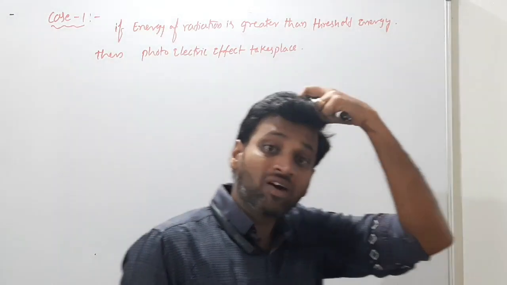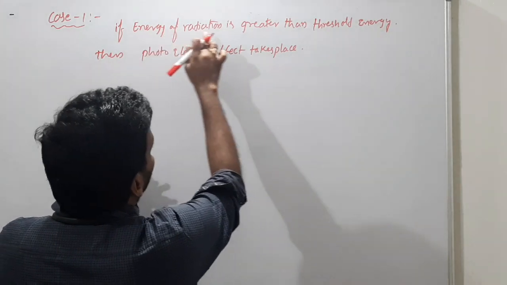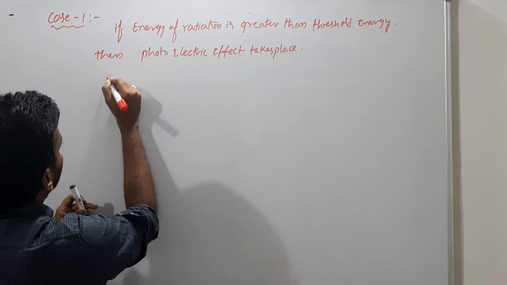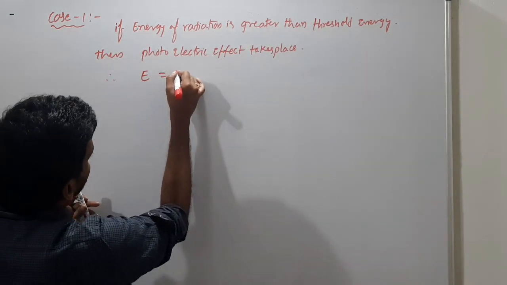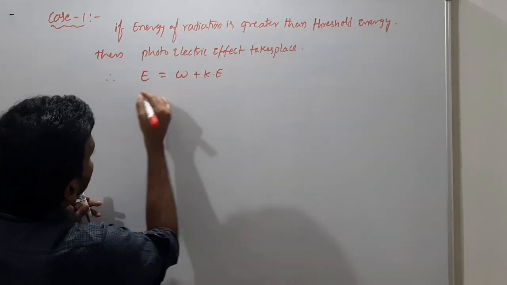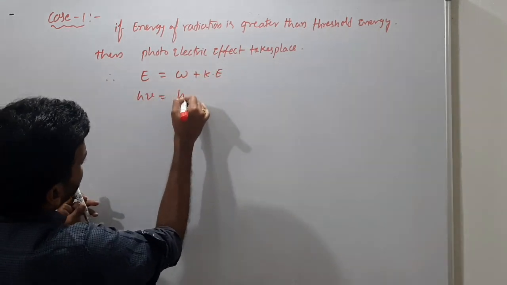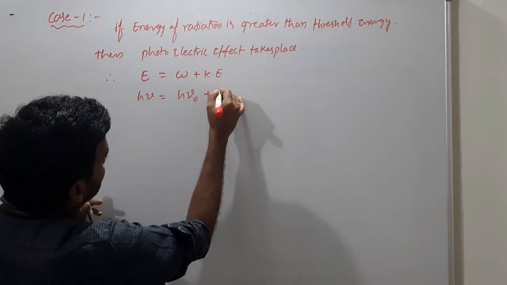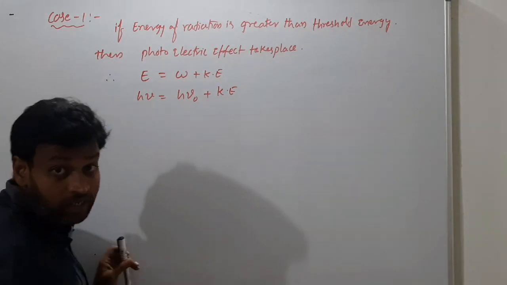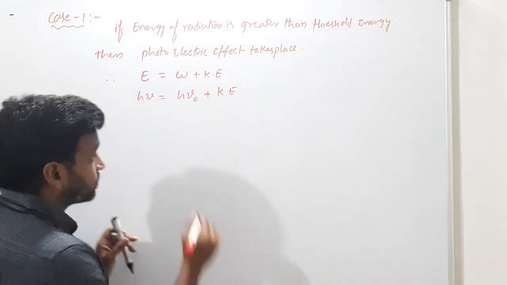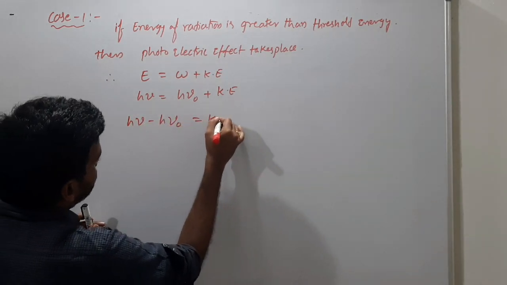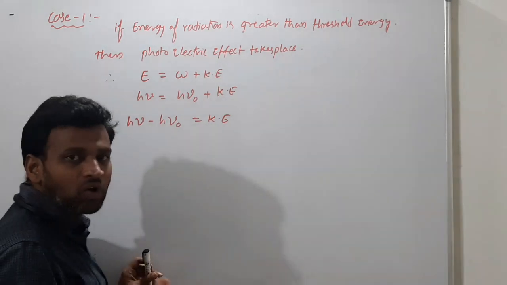The first case is I have more money. Like that, the energy of radiation is greater than the threshold energy. Then the photoelectric effect takes place. Therefore, what can you say? E is equal to W plus K actually. So you can say h nu is equal to h nu naught plus kinetic energy. Sometimes they will also ask for the difference in frequency, sir. Then also don't get confused. Simply h nu minus h nu naught is equal to kinetic energy. Use more common sense, that's it.